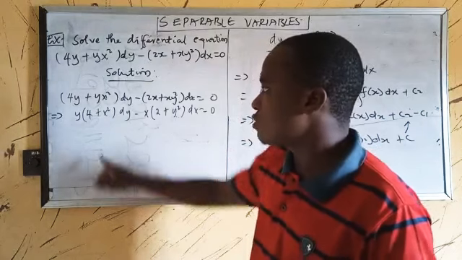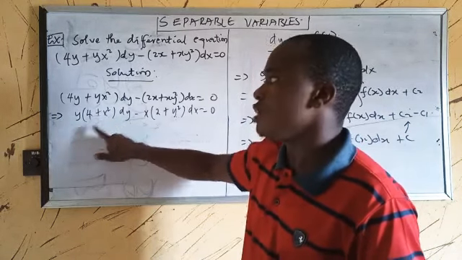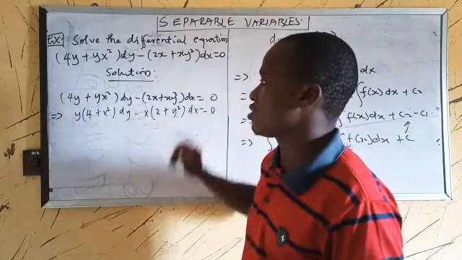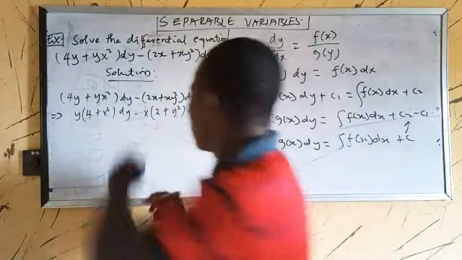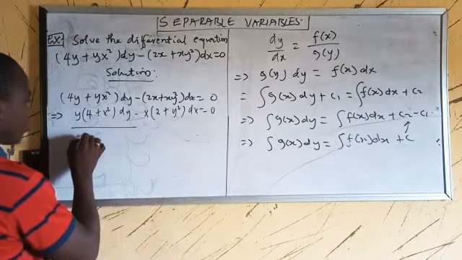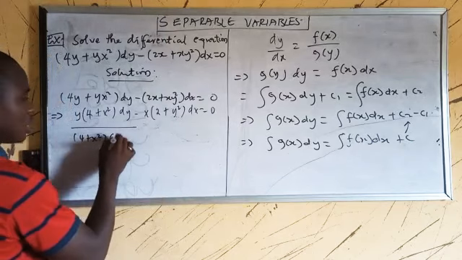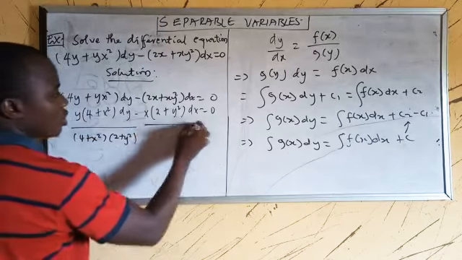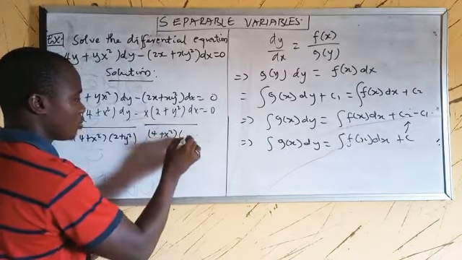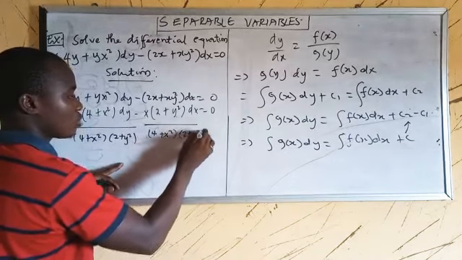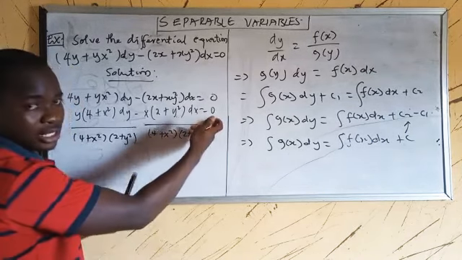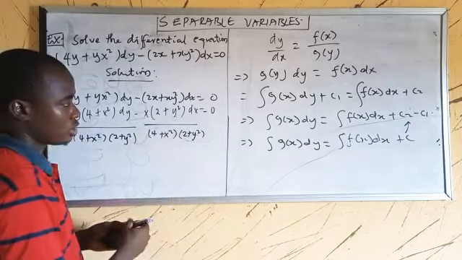You can see that if you take 4 + x² here, we have y dy. If you take 2 + y² here, we have x dx. So now we are going to divide through by (4 + x²) and (2 + y²). Then this over this, 0 over this will still give us 0.